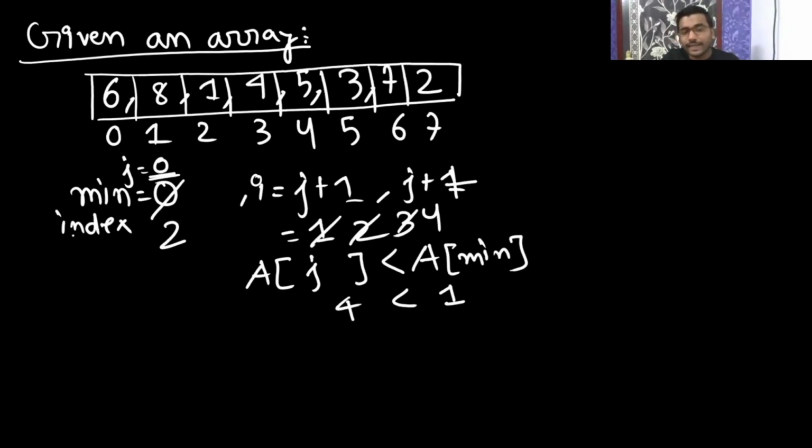Now what you will do is swap the min index with the first index. I have not changed this, so you should make it i plus plus. You increment this i value. Now swap the value that is present in j. So how should you write it?